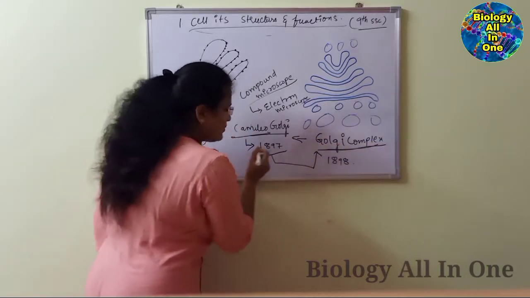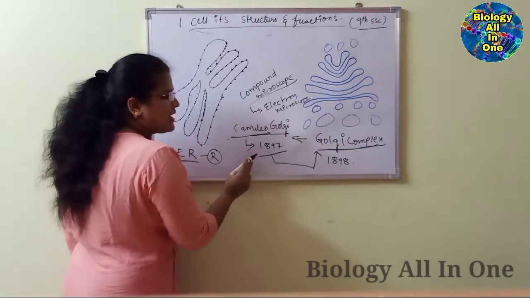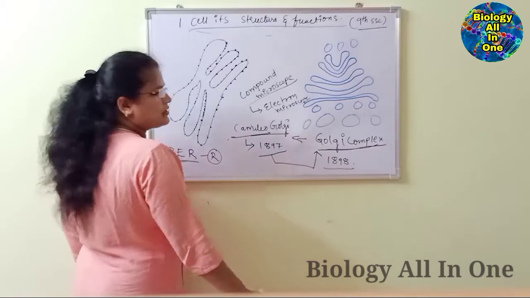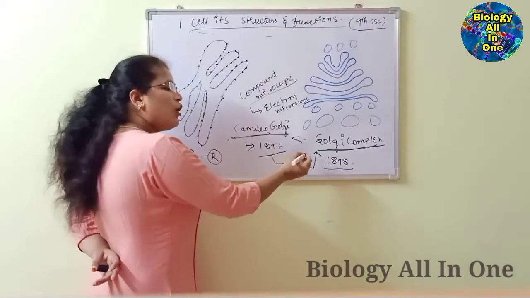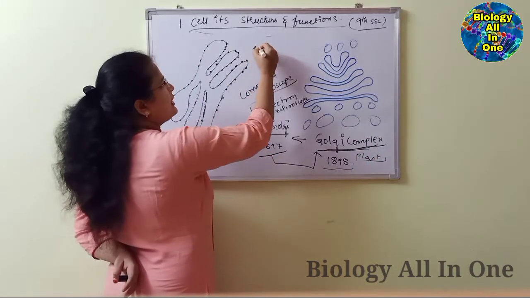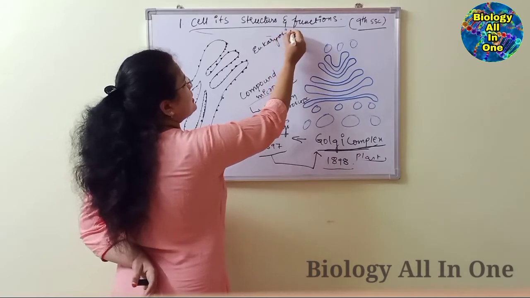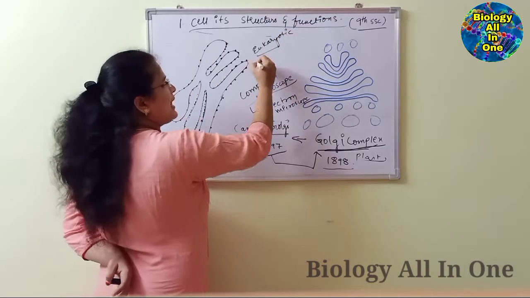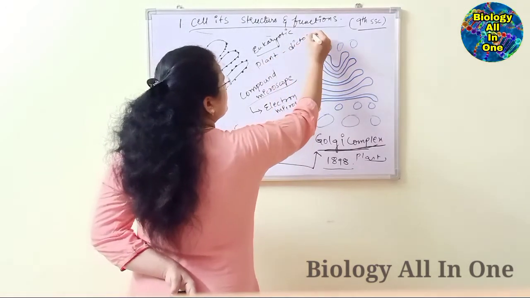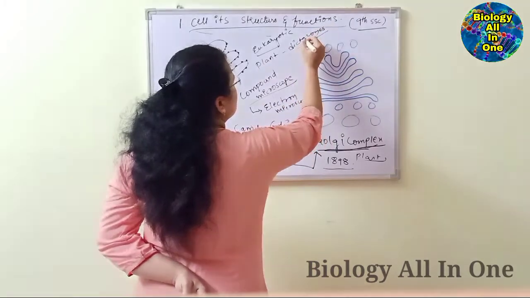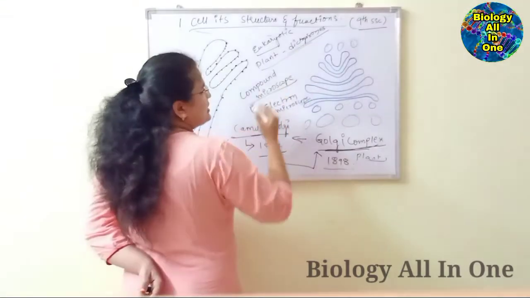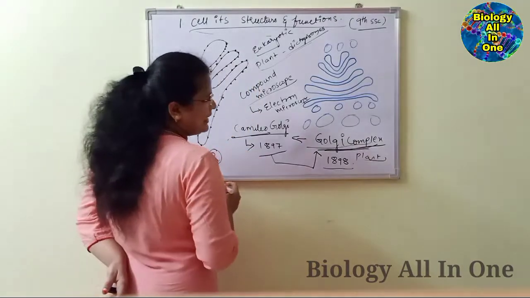The Golgi complex was discovered by the scientist Camillo Golgi in the year 1897, but in the year 1898 the name Golgi apparatus was also given to it. This Golgi complex is also present in the plant cell, and in all eukaryotic cells, but the name is different. We call these cell organelles dictyosomes in the plant cell. In the animal cell we call it the Golgi complex.